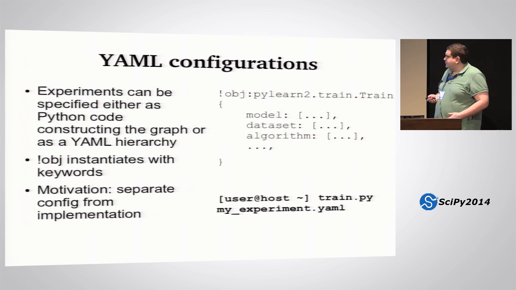I guess the original motivation was to separate config from implementation to make your research more reproducible and to set up a couple of roadblocks to doing really crazy hacks in the heat of the moment that are prone to bugs. But I should add that this interface to the library is completely optional. You can just use straight Python code. And the way that this is parsed works exactly like you'd expect. It instantiates this object with these keyword arguments.